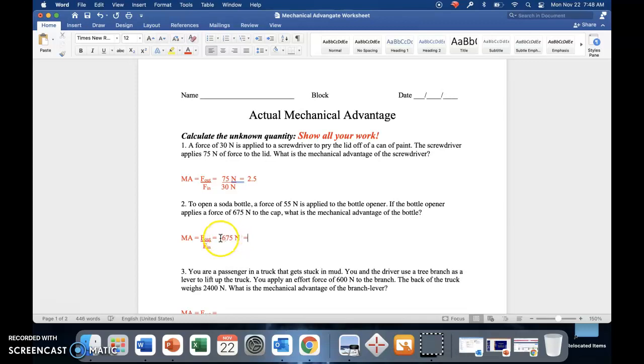And we're going to divide by how hard we pushed on the lever. Okay, and as you can see there in the problem, and as I just mentioned, we are applying 55 newtons of force. So again, very simple division problem, 675 divided by 55. You'll get 12.27, so we're just going to round that up to 12.3.